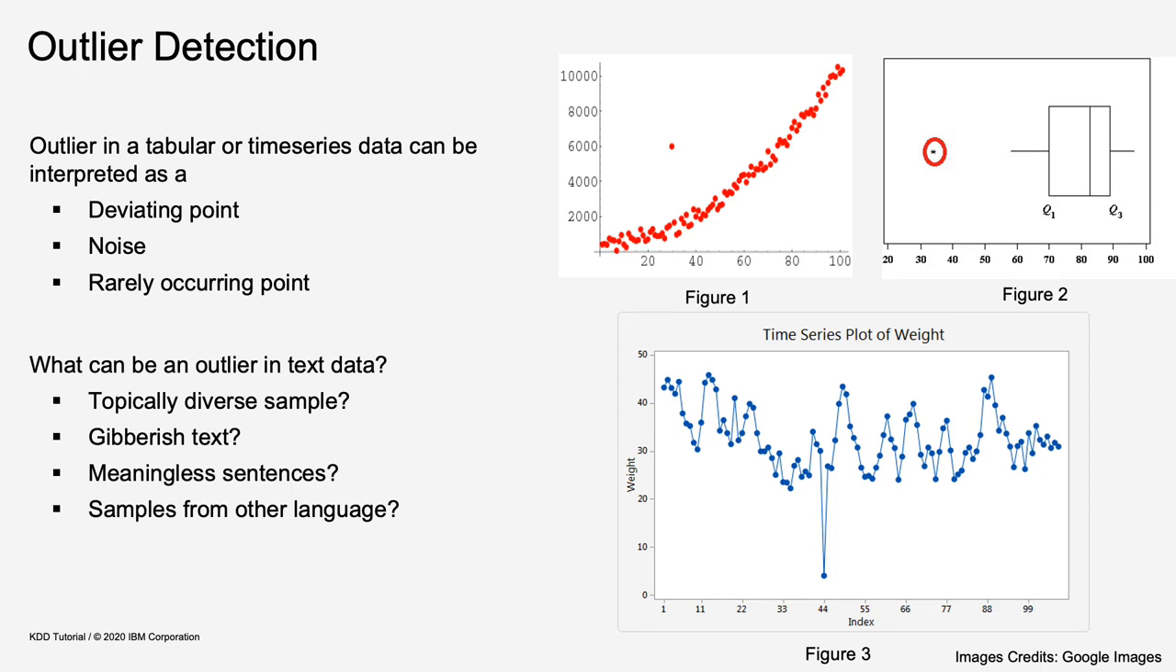Given a text classification data, it is not clear what an outlier can be or how to identify it. There are multiple ways to interpret an outlier in text data. Given a data set, can the outlier be a data point which is topically diverse from other data points? Or is it some gibberish text or some incomplete sentence which does not convey any meaning, or data points having some foreign language when compared to the majority?